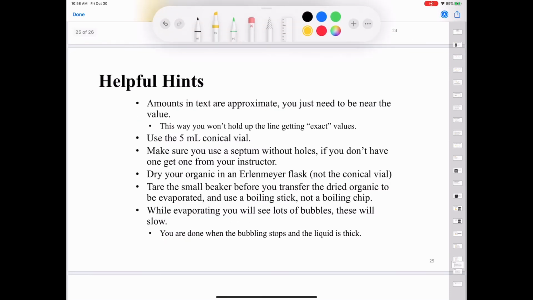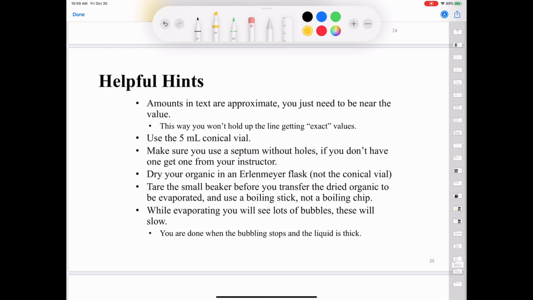A few helpful hints to make things go a little bit smoother. Remember, the amounts in the textbook are approximate. You just need to be near the value. You don't have to get exact values, and that way you won't hold up the line too much. Remember to use your 5 ml conical vial. Remember to have a septum that doesn't have any holes. If all of your septa have holes, talk to your instructor. She or he can provide you with one that doesn't have any holes.